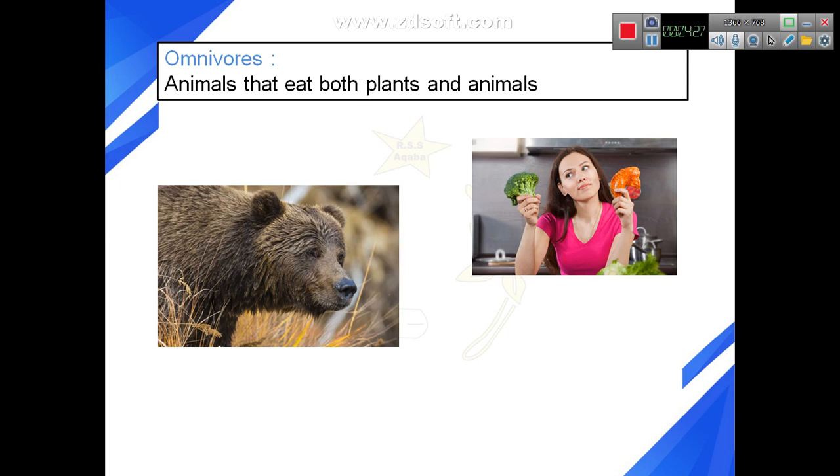Omnivores, they are animals that eat both plants and animals such as the humans والbear، اللي هي كائنات تتغذى على النوعين من الأشياء اللي هي تأكل النباتات وتأكل الحيوانات معا.